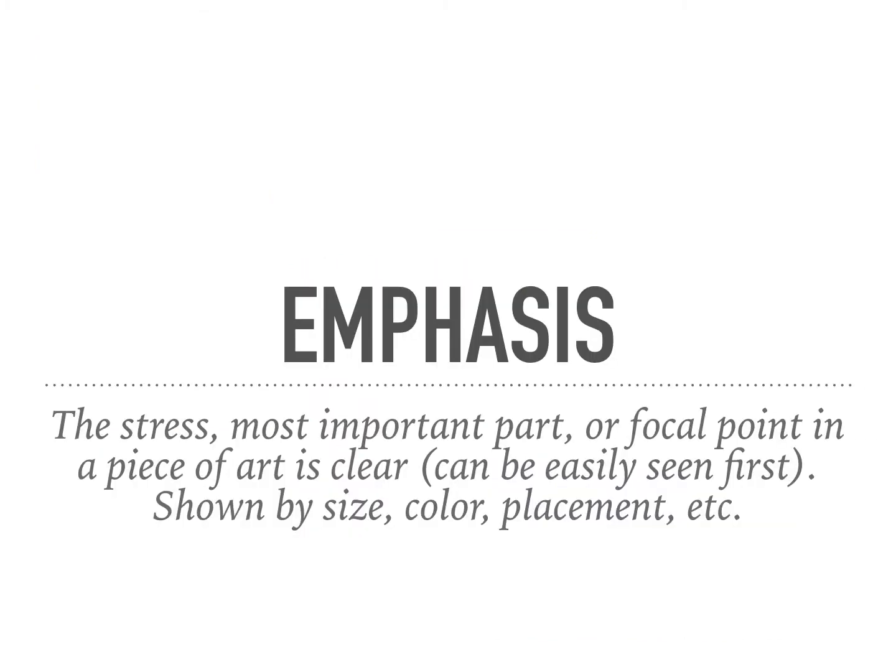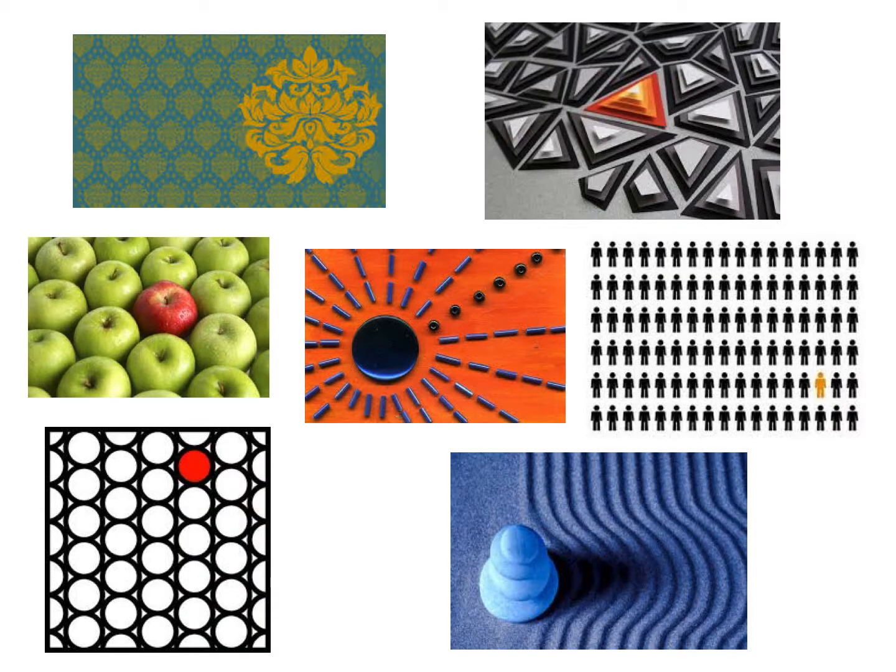The stress of the piece, the most important part of your piece, or the focal point in your piece of art is definitely clear. So if you can see one part of your piece first when you look at it, you've definitely got emphasis down. So you can show this by size, color, placement, a lot of other things as well. So for examples, looking at each of these pieces, you can clearly see which part is emphasized, be it by color, size, how it's placed, all the above shows emphasis on one part of each of these examples.